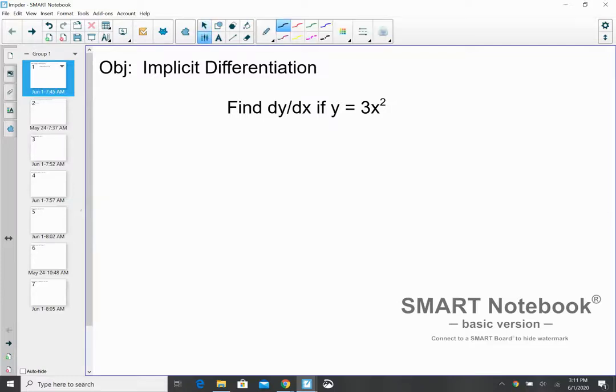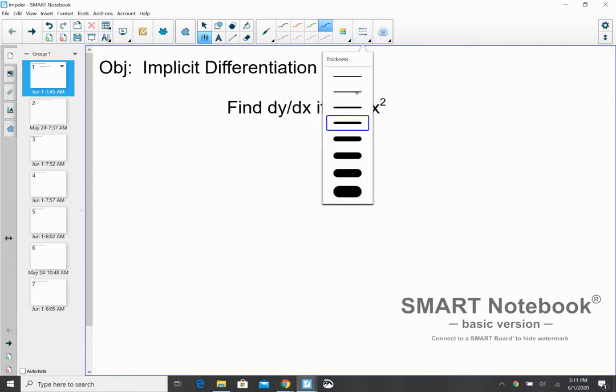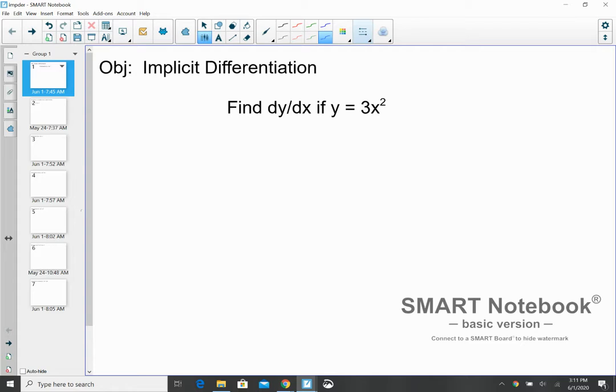Hello, everybody. Now, what we're going to do is handle something that we lovingly refer to in the calculus world as implicit differentiation. What that means, I'll wrap back around to in a second. But let's look at something very basic.